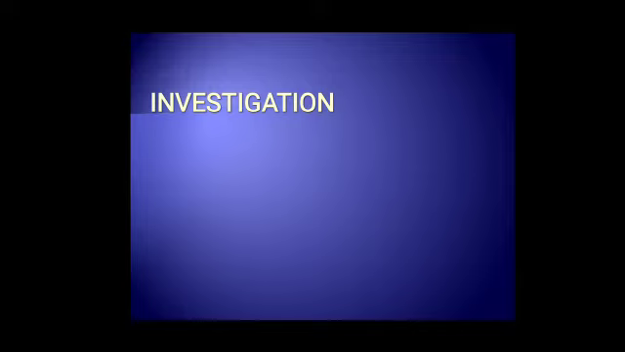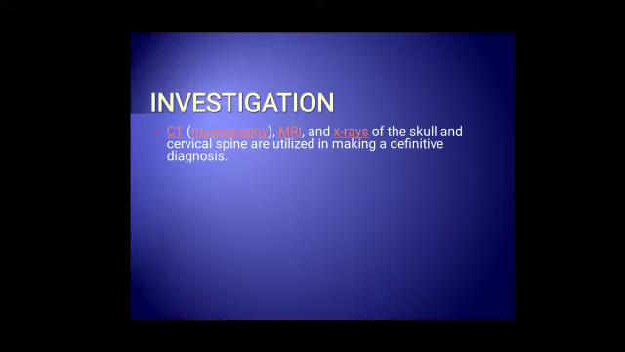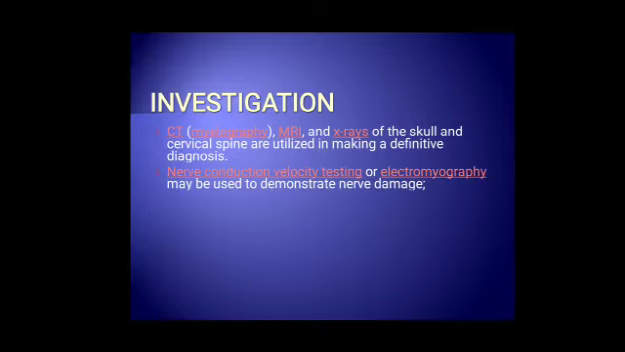So about the investigation, investigations that are carried out in case of syringomyelia are that CT scan, MRI, and X-rays can be done. Nerve conduction velocity testing or EMG may also be used to demonstrate nerve damage. So, what picture will you find in NCV testing? There may be signs of axonal loss, that is, the amplitude of CMAP may be reduced. And in EMG, you will find the neuropathic potentials.